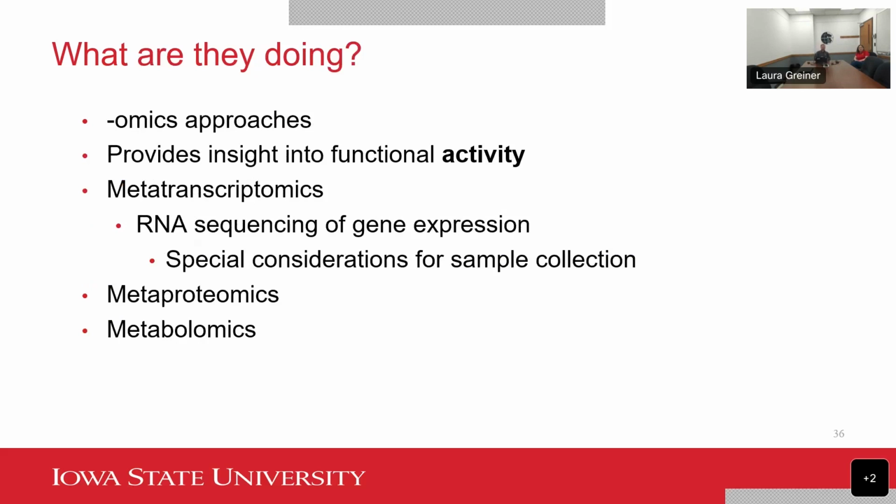And then lastly, what are they doing? The previous two showed us who's there and what they can do. The last question we'd be interested in is what are they actually doing in the host? These would be some of your omics approaches that you might hear about. Providing insight into the functional activity of those organisms allows us to say those organisms are alive and they are functioning in the animal. Some of those are metatranscriptomics, so RNA sequencing of all gene expression, metaproteomics, and then metabolomics.